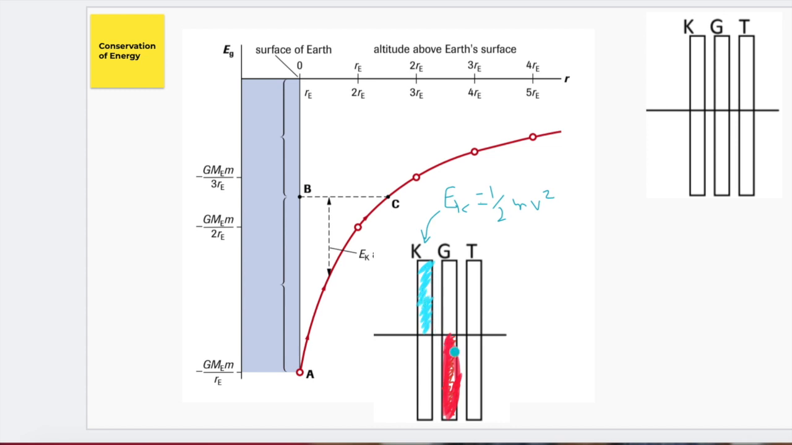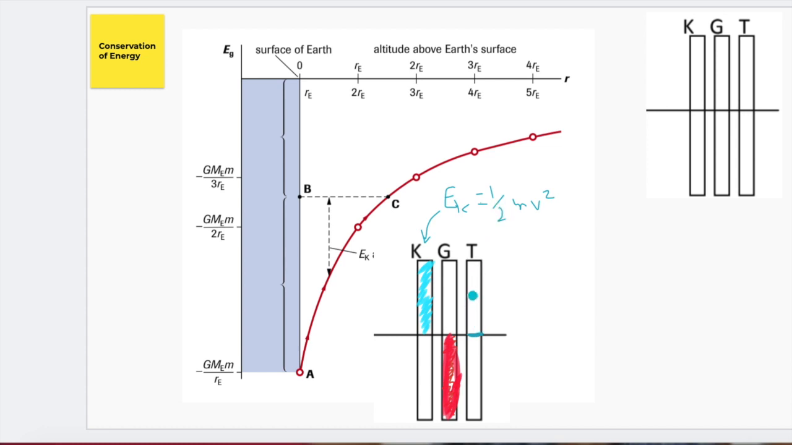If I have exactly the amount of kinetic energy that equals my gravitational potential energy, then this positive number plus this negative number will just give me 0. I'm going to draw that in there. So my total energy at the surface of the Earth is in fact 0, which is kind of bananas, but there it is.